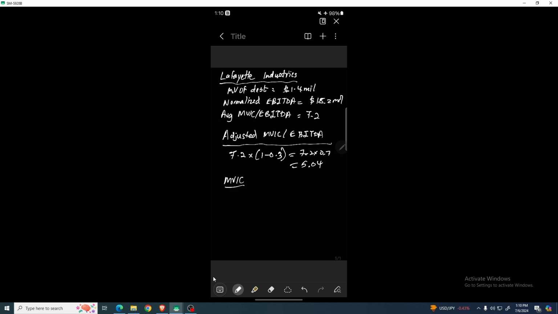Now we are going to calculate the MVIC, the market value of invested capital. We have the normalized EBITDA of 18.2 and the adjusted multiple. So what we are basically going to do is 18.2 million times 5.04, which is 91.728 million. So we have calculated the market value of invested capital.